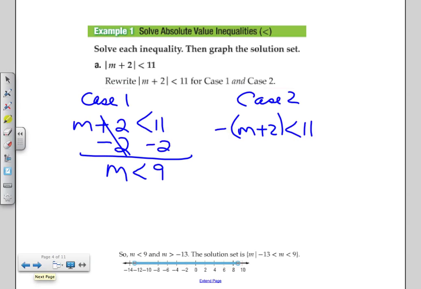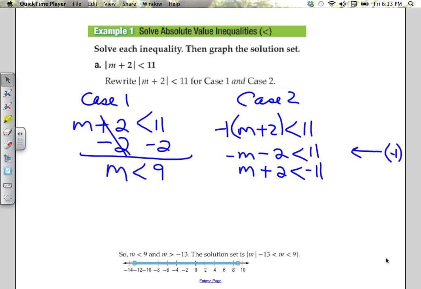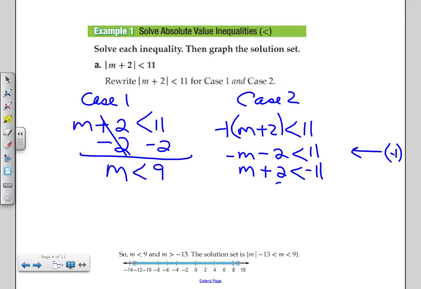Now, remember, this is like having -1 out here, so it's negative m minus 2 is less than 11. Now, I want to get rid of that negative m, so I'm going to multiply everything in the inequality by -1 to change all the signs. And I will get m plus 2 is less than -11. Let me get rid of this screen recording box, please, or at least slide it someplace else. Okay, so what we would do is subtract 2 on both sides, and we'd find that m is less than -13.